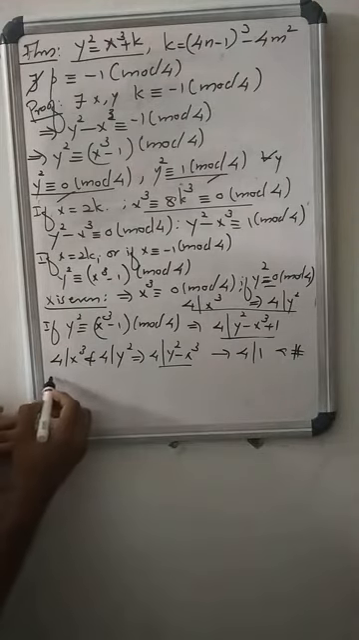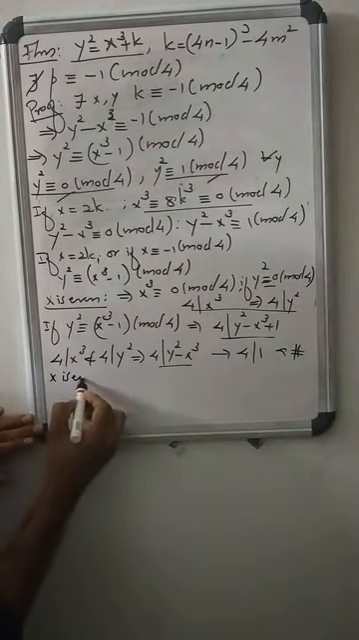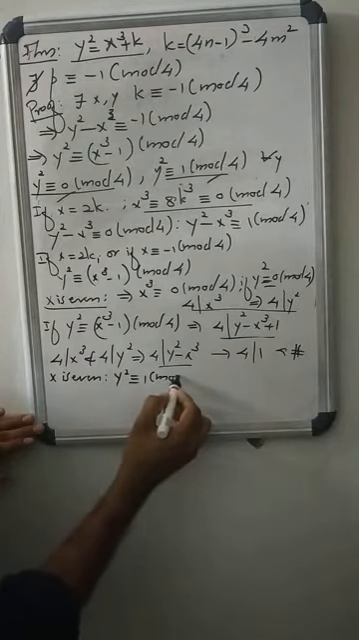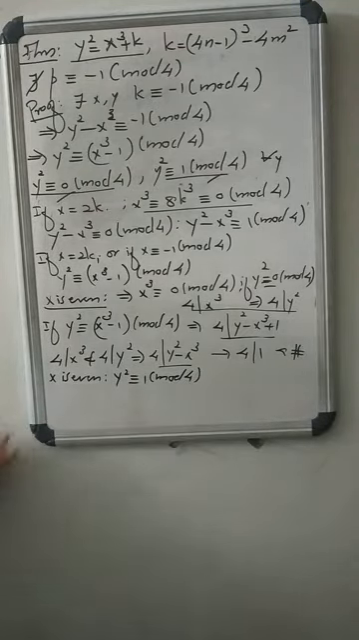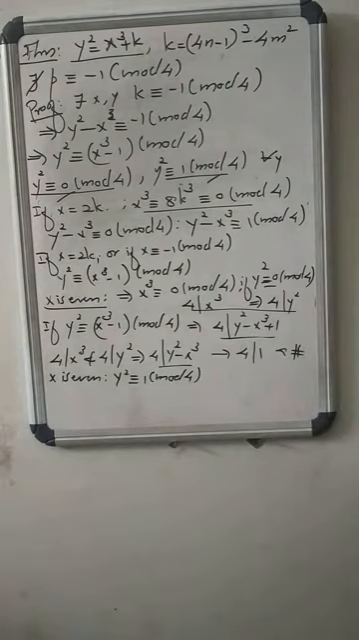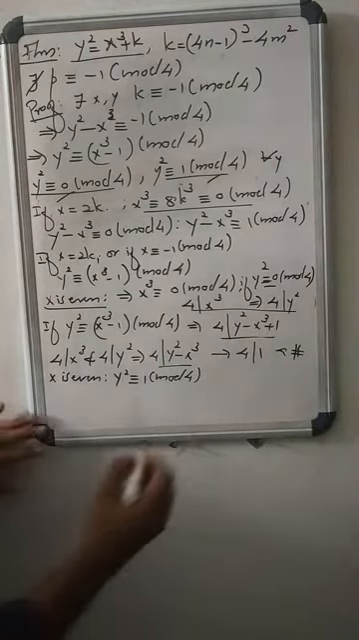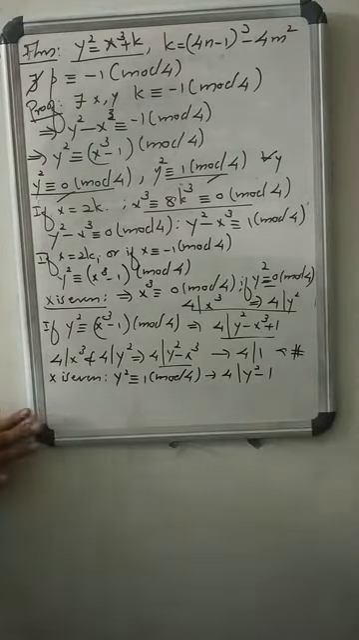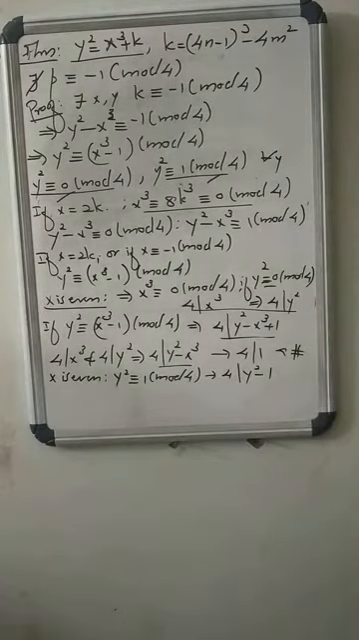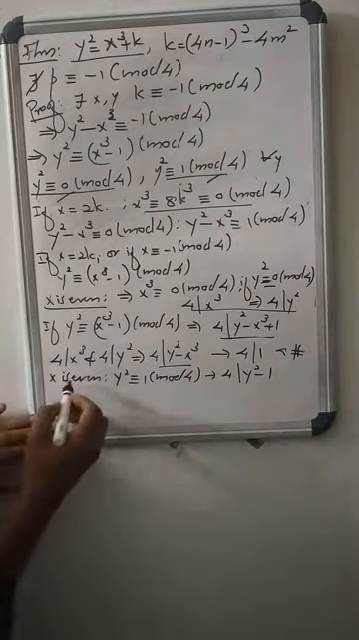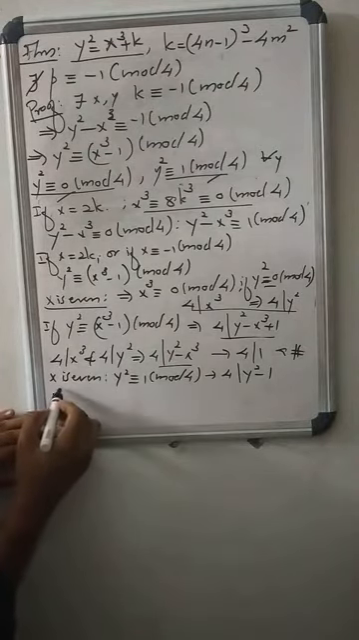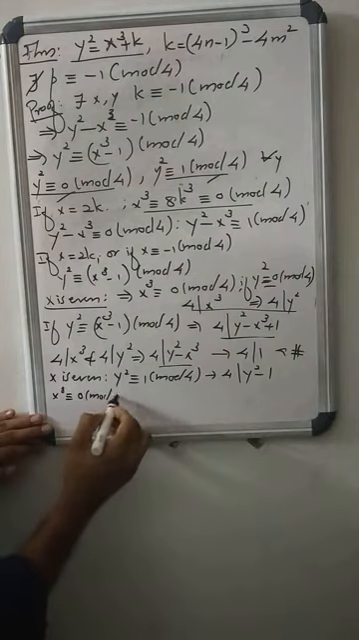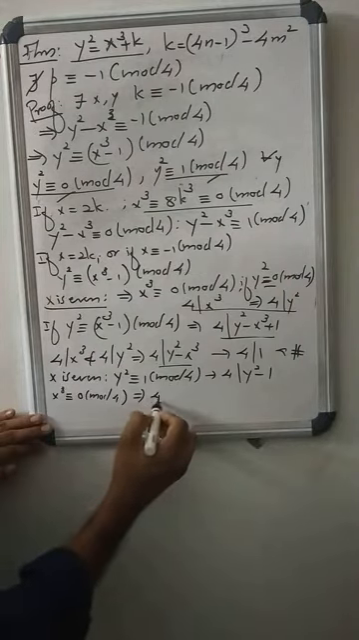Consider another case. If x is even and y square is congruent to 1 mod 4, what happens? Y square congruent to 1 mod 4 means 4 divides y square minus 1. Sure? 4 divides y square minus 1. Again, x is even, so what is x cube? We know that x cube is congruent to 0 mod 4. That means 4 divides x cube.